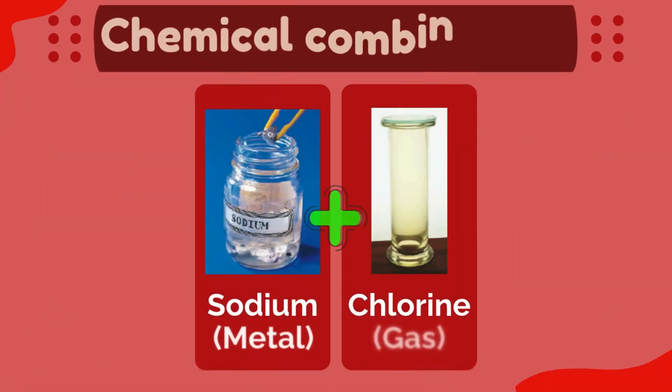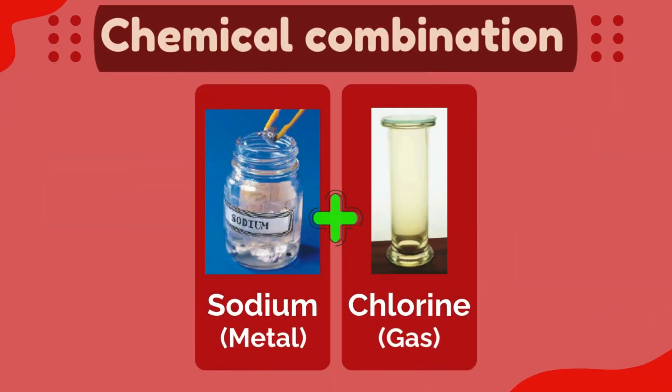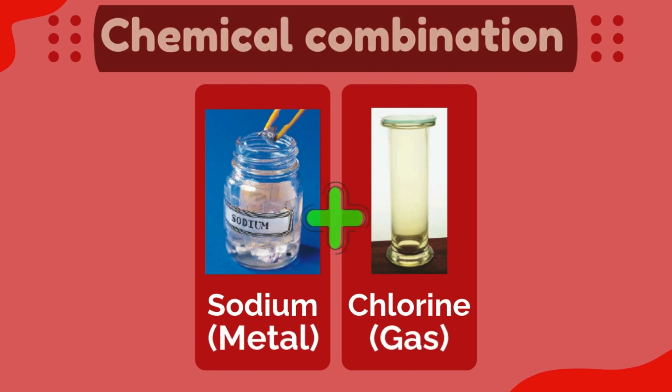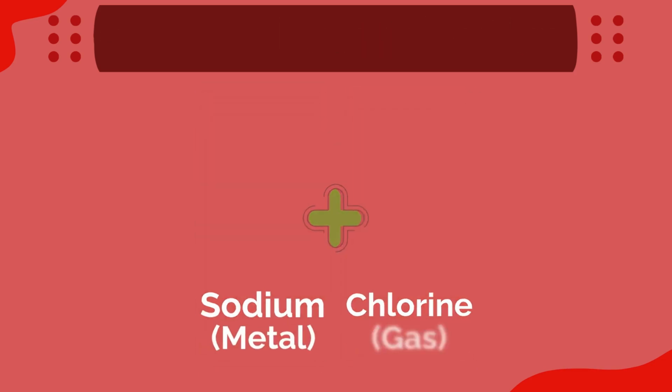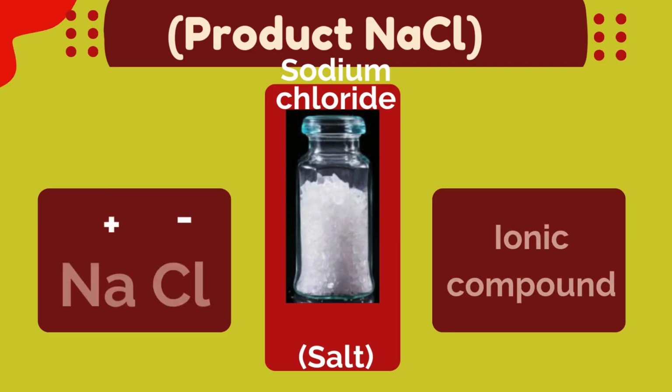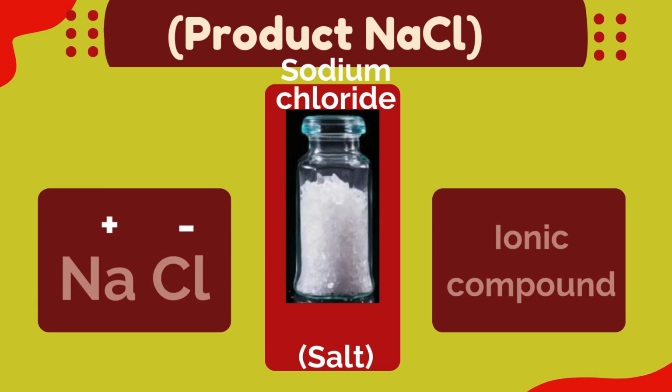Here is the chemical combination. Sodium metal in solid form reacts with chlorine gas. The reaction takes place between these two elements, resulting in the formation of sodium chloride. The product is sodium chloride, Na+ Cl-, an ionic compound. You can see in the figure that sodium chloride is a crystalline solid.